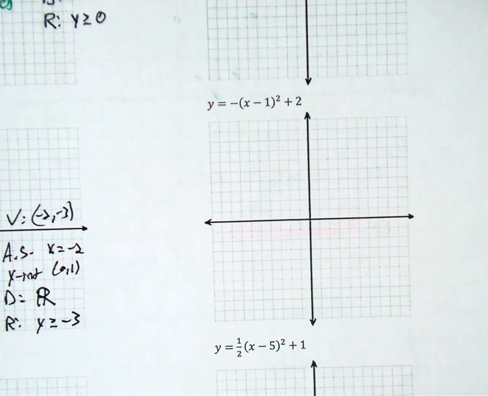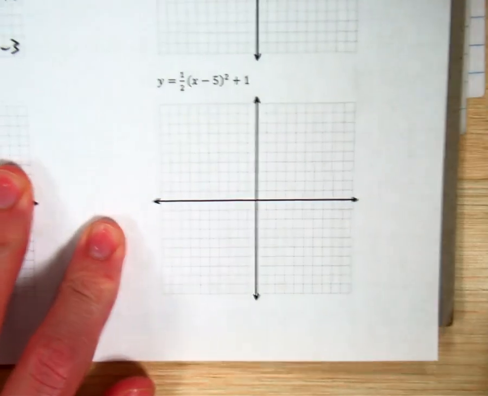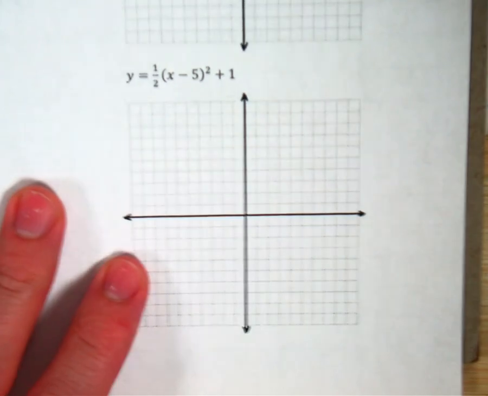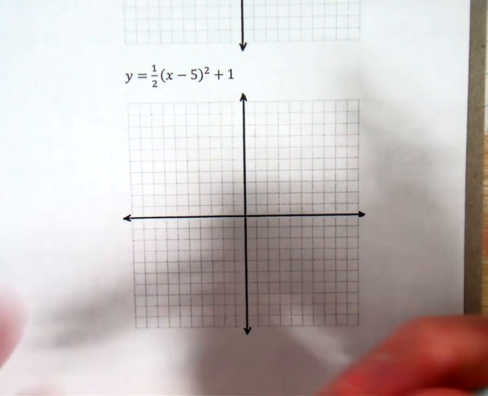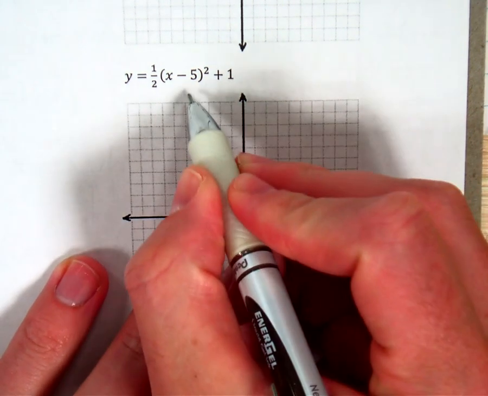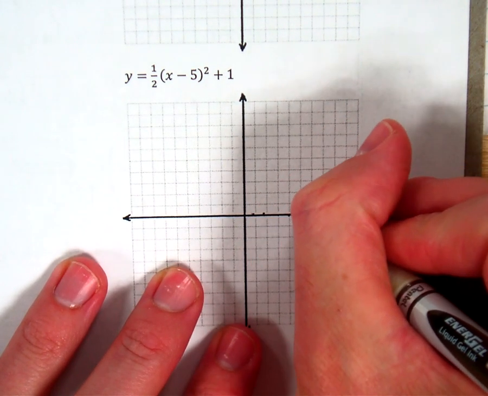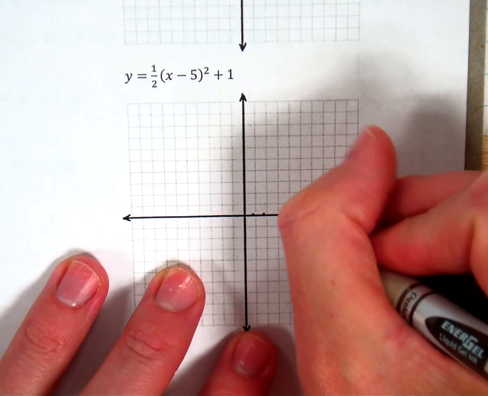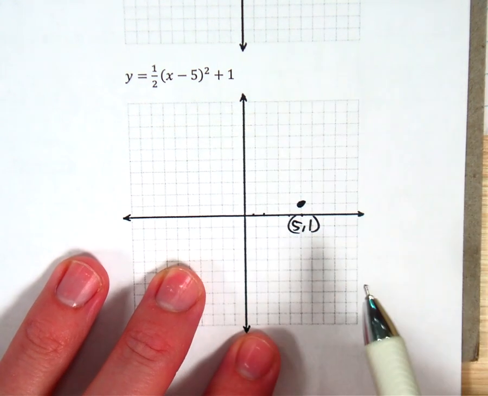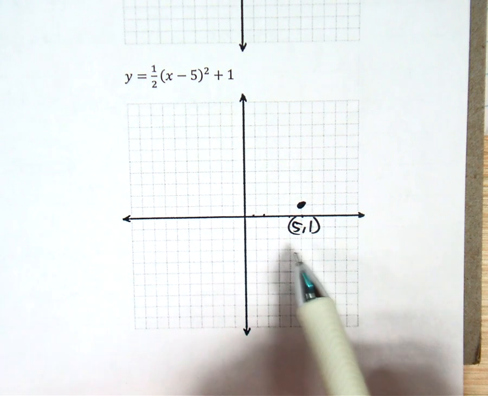Okay, I'm going to talk through this next one with you, and then you'll have the last one on your own. We're going to go bottom right together, because it has a fraction, and there are some choices to be made when it comes to fractions. Okay, so we're 5 to the right, 1 up. 5, 1. Again, I like to write that vertex down there because we're going to use those two numbers again later.